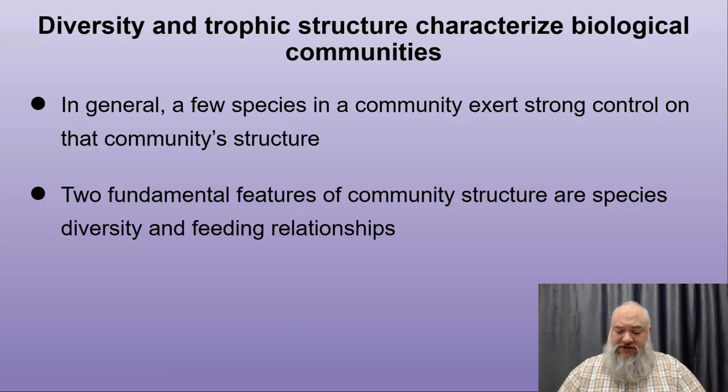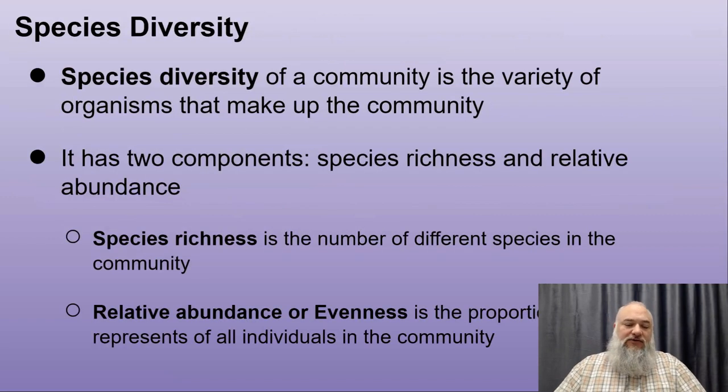We'll start off with the species diversity. So species diversity of a community is the variety of organisms that make up the community. Okay. So how many different types of organisms are there out there? Now, if you really want to get a full picture of the diversity, you got to take into account two different aspects of it. One, species richness, which is the number of different species in a community. So how many different species do you have in this community?